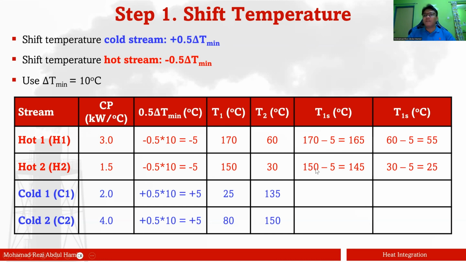For this one, 150 minus 5, you get 145, and then 165. Same goes with the T2. It's basically 60 minus 5, 55, 30 minus 5 is 25. Then you repeat for the cold stream, but for the cold stream, you just need to add 5. So here, 25 plus 5 is 30, and then 80 plus 5 is 85. 135 plus 5 is 140, 150 plus 5, these are plus by the way, is equal to 155.